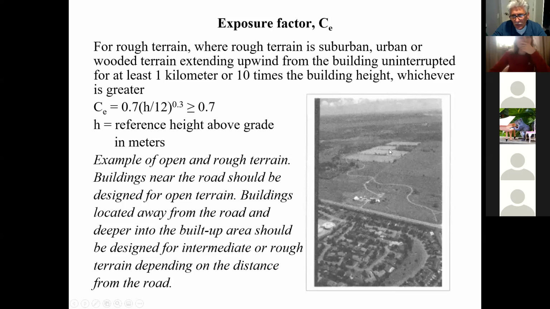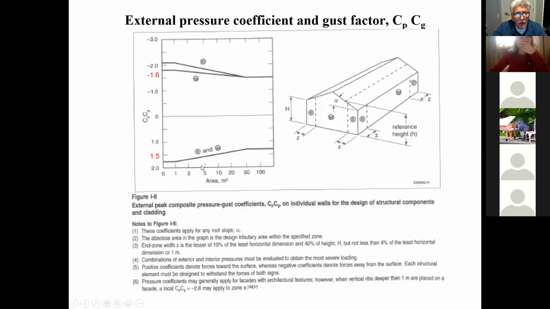Same H values. So here's your open terrain. Somewhere down here is your rough terrain, and anything along here will still be considered open terrain. Now, this is where I get the value of CECG combined. That's why I need to know the tributary area of the element that I'm designing. We had a tributary area of about 12 square meters, which was 6.25 times 2. So I'm somewhere along here.